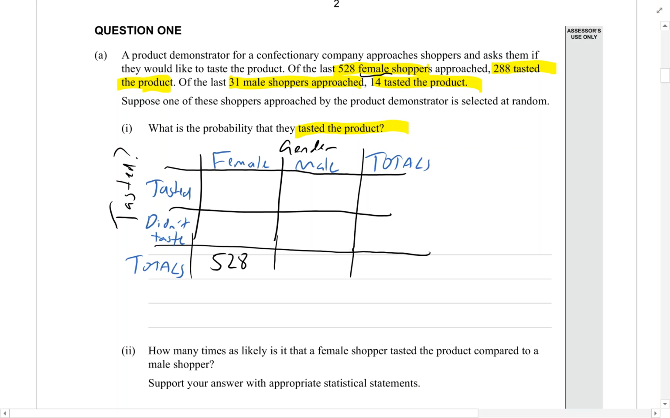And why don't you pause the video now, and I want to see if you can fill in this table yourself and see if you can do this question as well. Only hit play when you either think you've got the answer or if you're stuck.